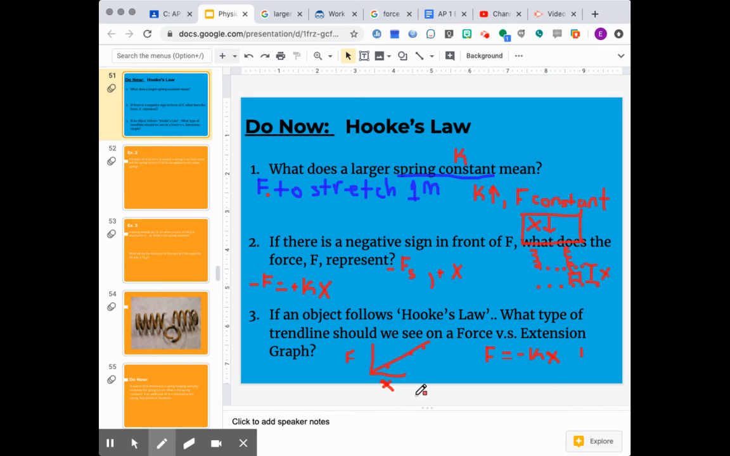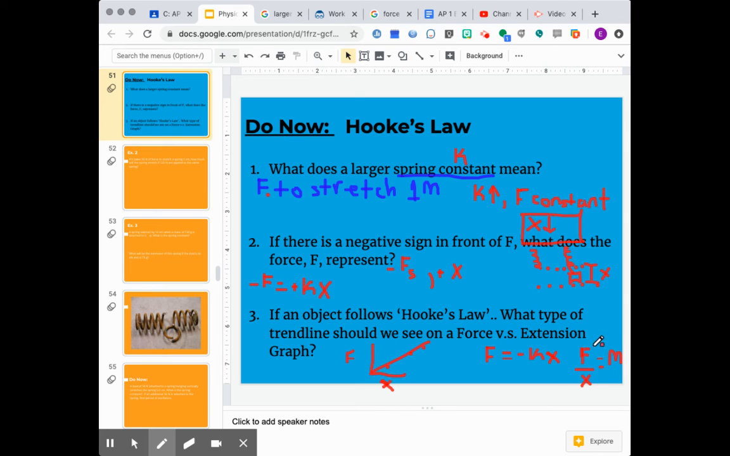Okay, so let's take this one step further here. Technically, if we take a look at this graph, rise over run, the slope of this graph, the rise is the change in the force, the run is the change in the stretch or compression. So the slope is the restoring force divided by the compression or stretch of the spring.